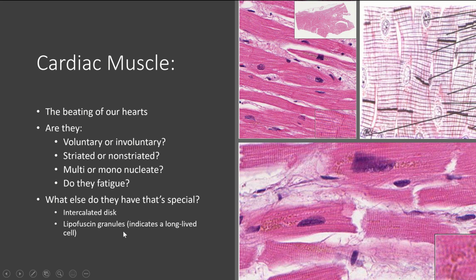Another thing that they have is lipofuscin granules. So that's this right here. You see this kind of orangish granularity within the cytoplasm in the cells? It's not always present, but it can be present in an aged, old heart.